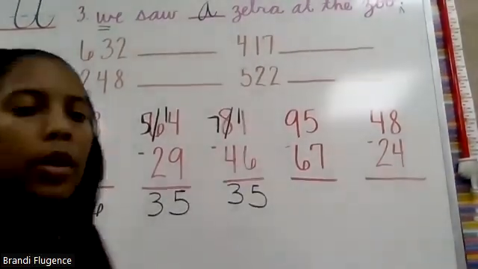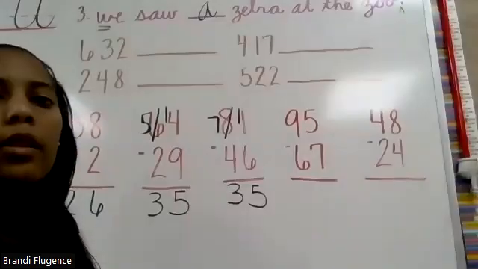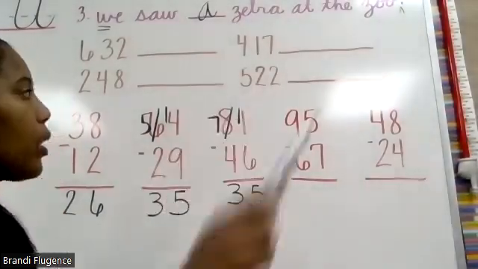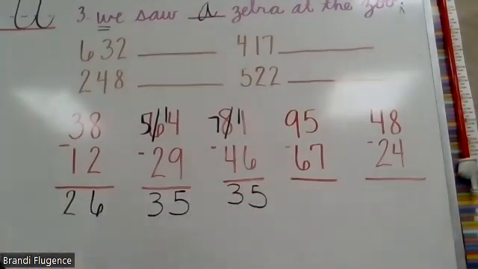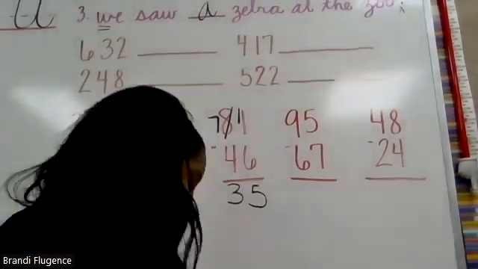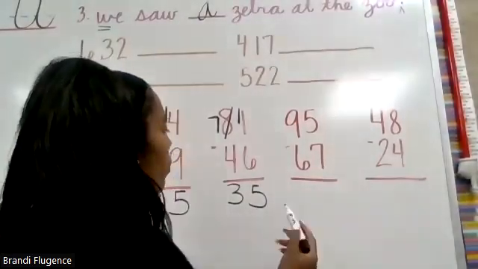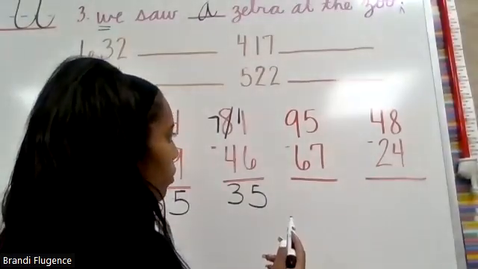All right, let's go ahead and go over these. So 95 minus 67. Anyone want to walk us through it? Okay, Dennis, you'll do one, and then Carson, you do the other one. Okay, Dennis, 95 minus 67. 95 minus 67 equals 28.